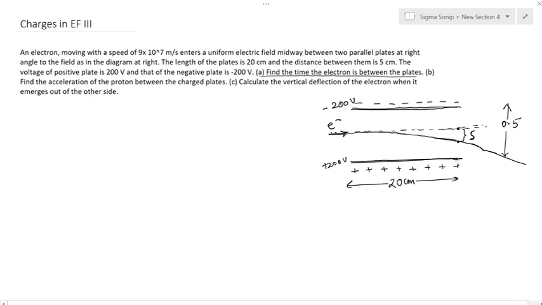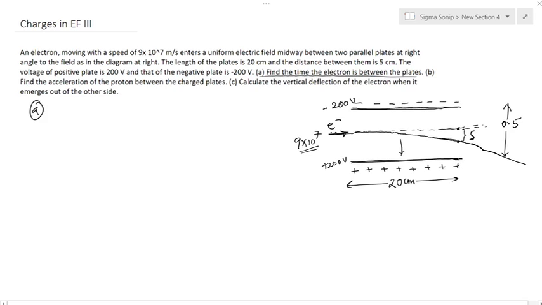We got the horizontal velocity of the electron, which is 9 times 10 to the power 7 initially, and this horizontal velocity does not change because there is no acceleration. Why? Because the electron is only experiencing a force in the vertical direction. Just like projectile motion, the gravity is always there. This is just like gravity, but the horizontal component remains as it is because there is no force acting in the horizontal direction, and therefore no acceleration in the horizontal direction. So it's a very simple question for part A.